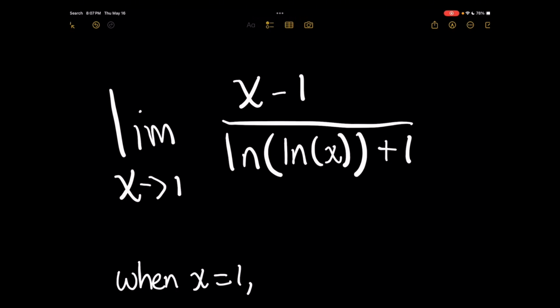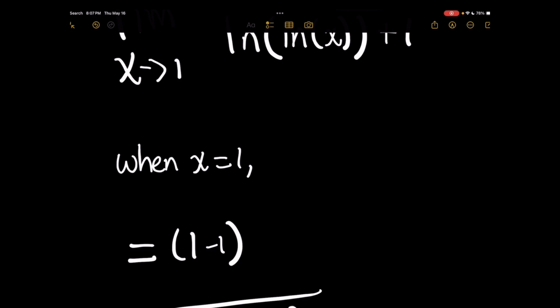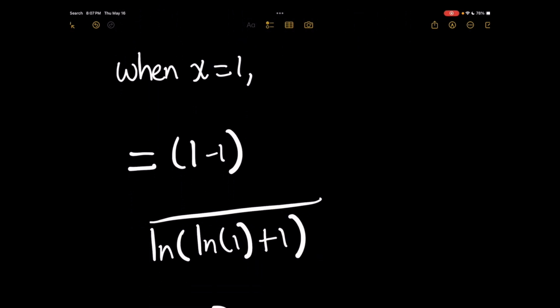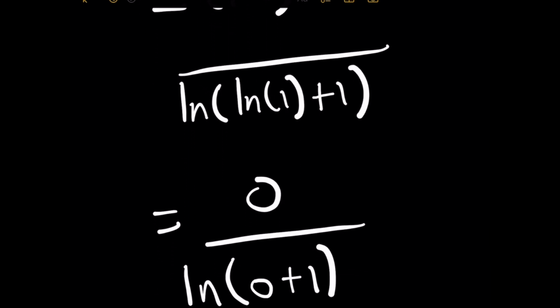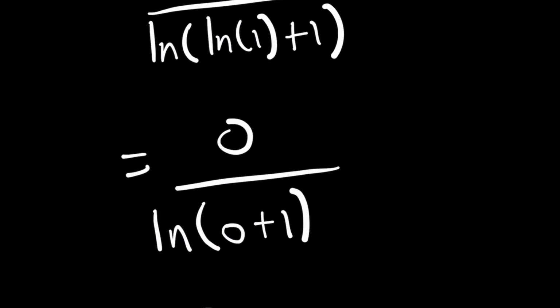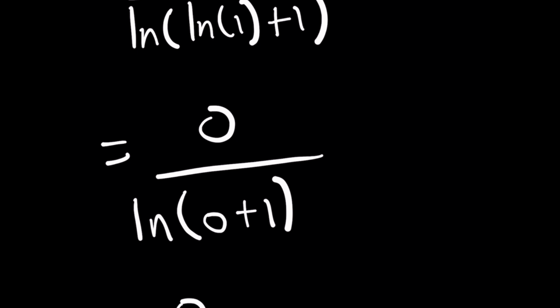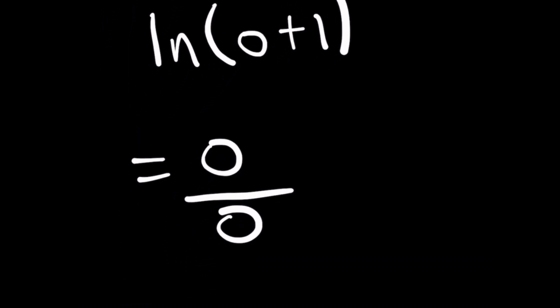For this problem, you want to do what you normally would do for a limit. So because x is approaching 1, let's start by simply plugging in 1 for x. And for the numerator, you'll end up with 1 minus 1 divided by the natural log of 1 plus 1. And if you remember with natural logs, the natural log of 1 here will simply be 0. And simplifying further, we're going to have 0 over the natural log of 0 plus 1. And this results in 0 divided by 0.